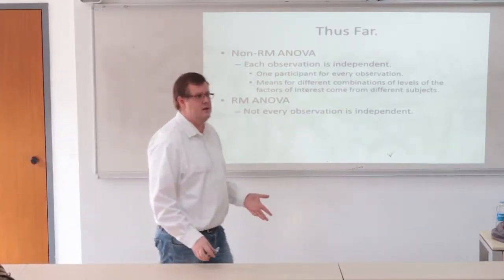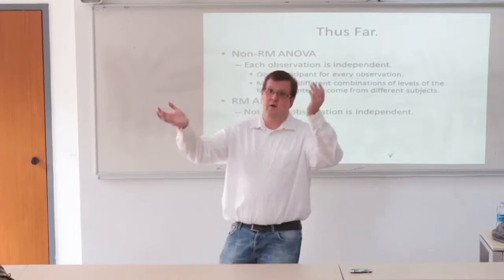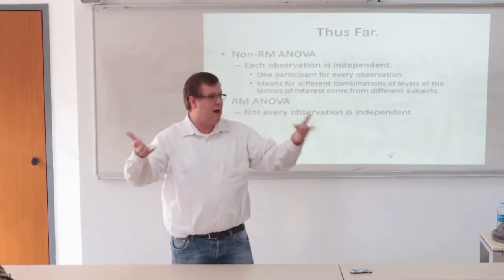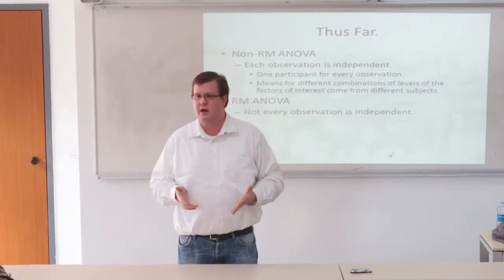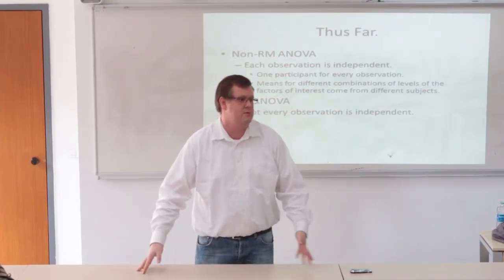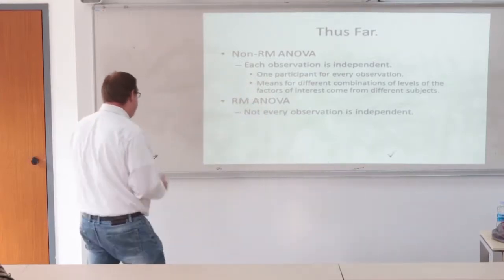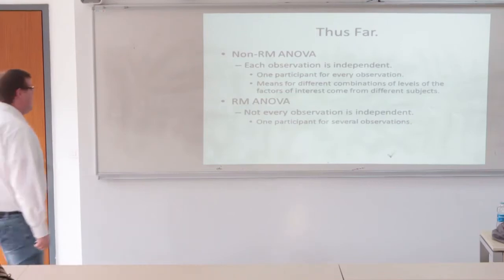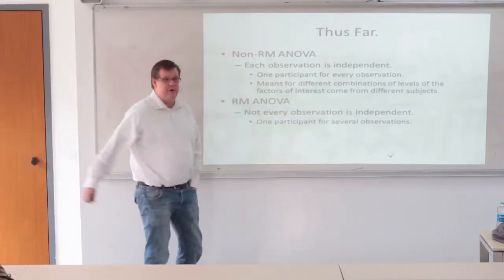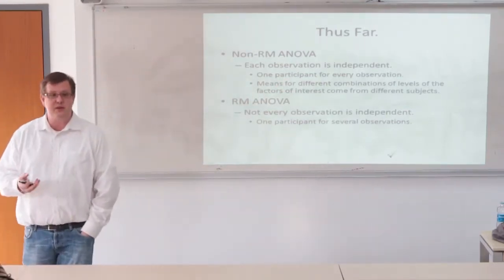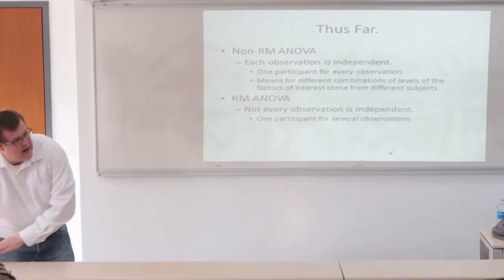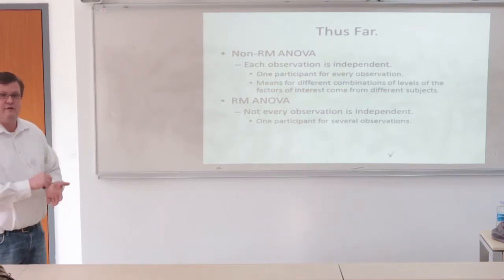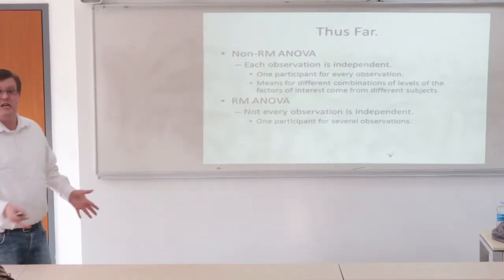Some things are independent. Like, I'm going to randomly pick people. Okay, you're going to be in it, you're going to be in it. So I'm picking people independently of one another, but then I'm measuring them multiple times. So this is the one exception that we're making to this general rule of independent observations. Now, instead of having one participant for each observation, we have one participant providing multiple observations. We have one observation from each participant for each condition.